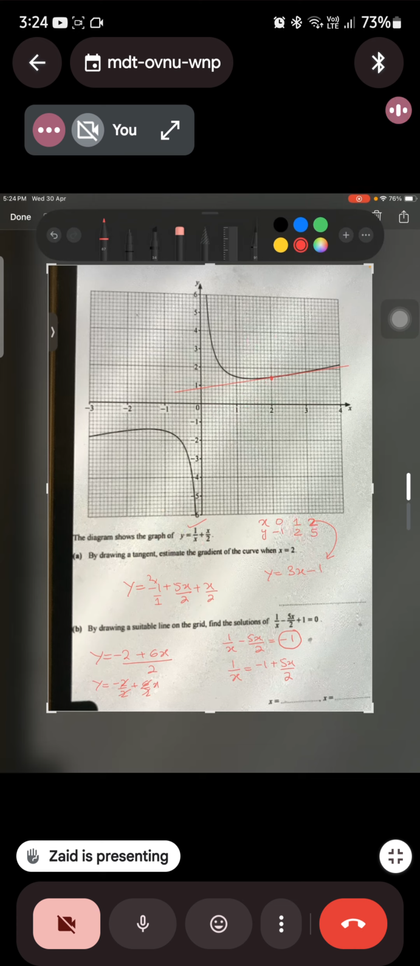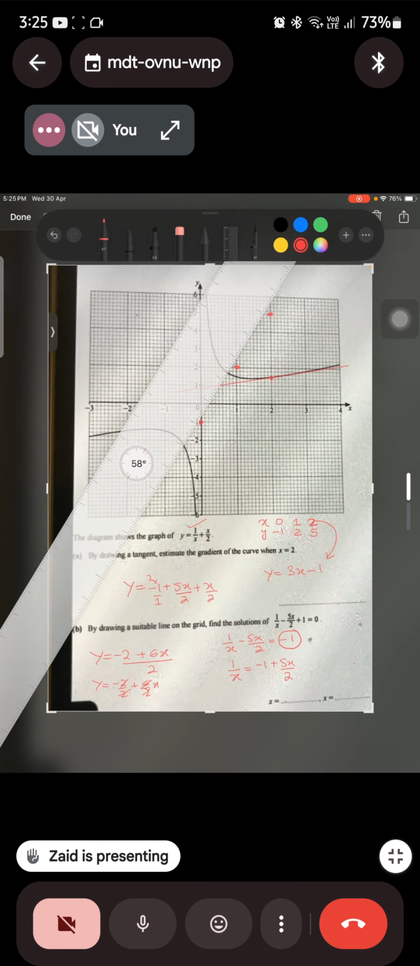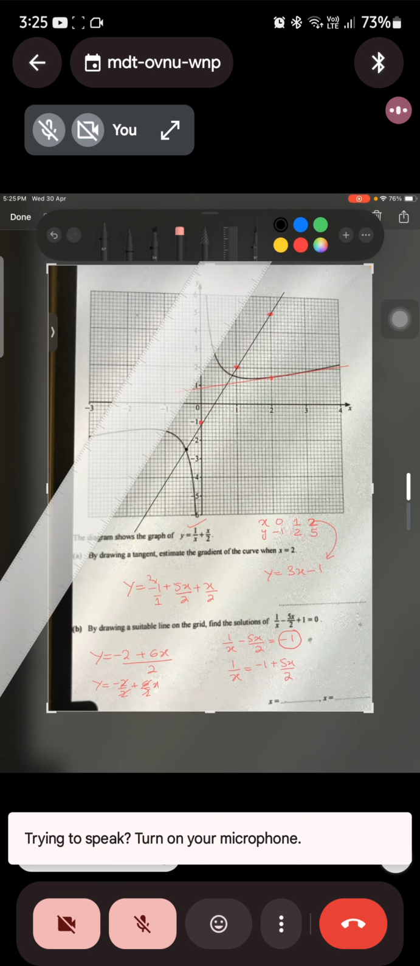Take one more. So x is 0, y is minus 1. X is 1, y is 2. And x is 2, y is 5. Okay, using your ruler, you can draw a good line over here. And this line is going to cut this line at 2 points. Got it? So now it is cut over here.